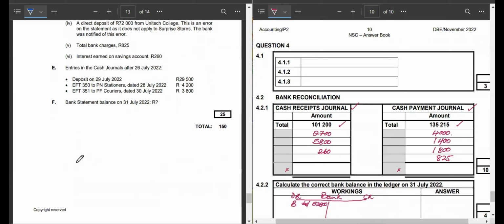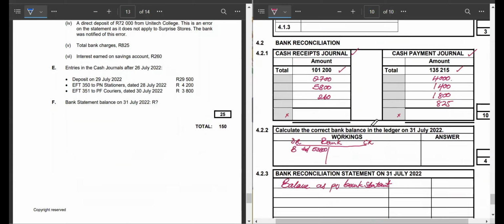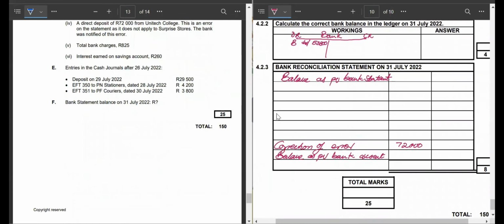Then information E, we're about to conclude our bank reconciliation question. Entries in the cash journals, we have a deposit on 29 July. So I'll come to my bank reconciliation statement. We have a deposit of 29,500, and I will credit my outstanding deposits.